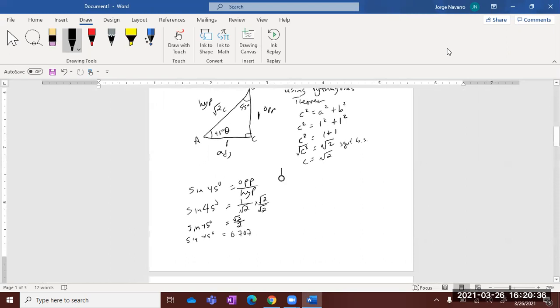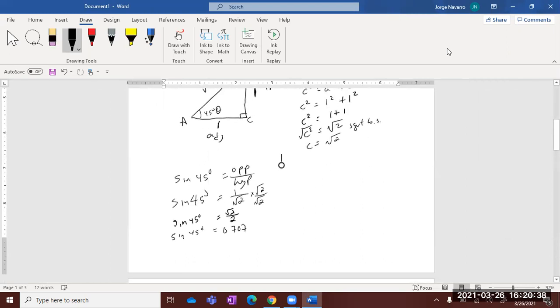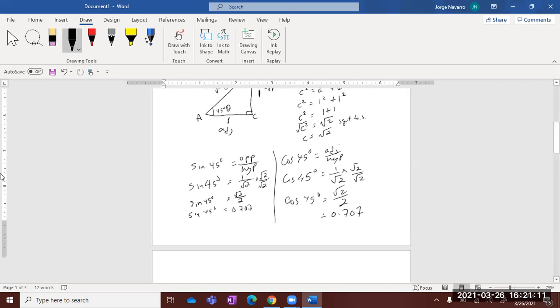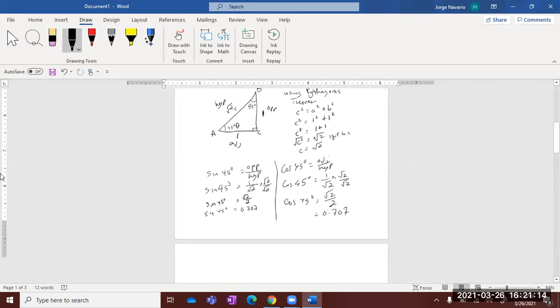Then if we look at the diagram again, and we look for cosine of 45 degrees, that is adjacent over hypotenuse. Again, notice the adjacent is still 1, so that's going to be 1 over root of 2. Again, I will rationalize. And so cos of 45 is going to be, again, root of 2 over 2, which we know is 0.707 there.